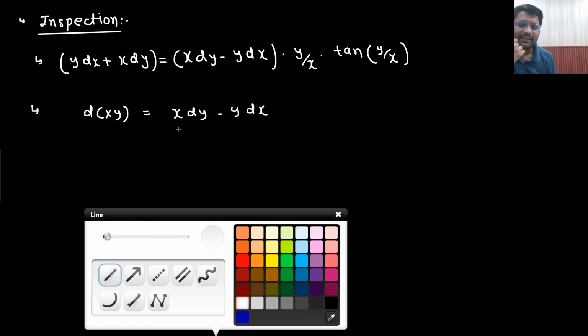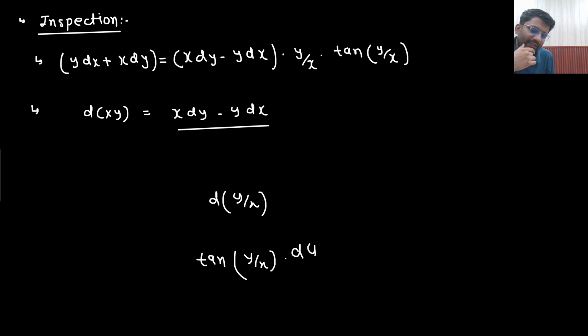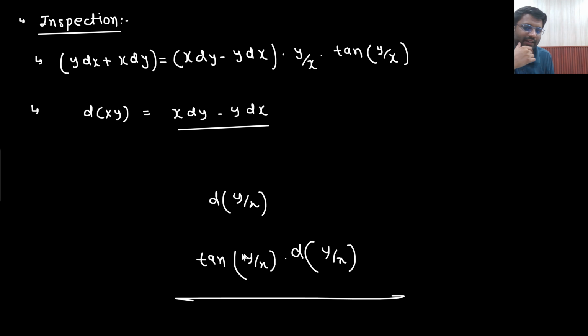Now what I am thinking is, what if I make it d of y by x? Here what I am having? Tan of y by x. So it will become tan of y by x multiplied with d of y by x. So can I assume y by x as t? So it will become tan t dot dt. Can I integrate this now?